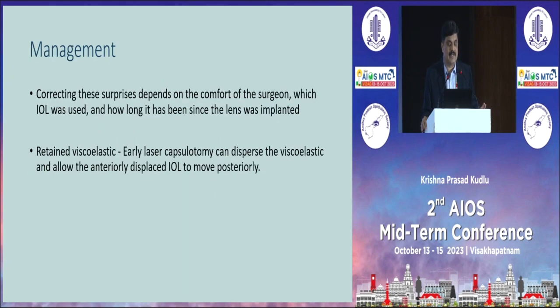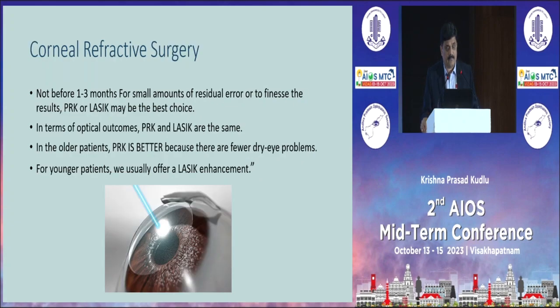So coming to the management, correcting this surprise depends upon the comfort of the surgeon, which intraocular lens was used, and how long the lens has been implanted. Of course, for those with retained viscoelastic, I do an early capsulotomy that disperses the visco behind, then allows the anteriorly displaced intraocular lens to move posteriorly. The other option is corneal refractive surgery, but in my case I normally wait till 3 months.